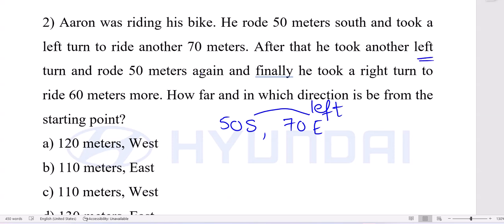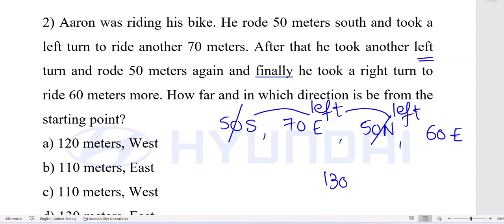Then again left means I should go for north. 50 north. Then finally right. From north, right means clockwise. East will come, 60 east. 50 south, 50 north will cancel. As south and north are opposite and the value is also equal, we can cancel. East and east we can combine. 130 east is the answer. So option D, 130 east.